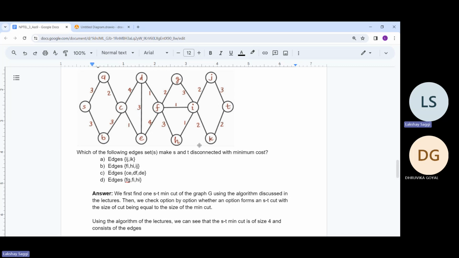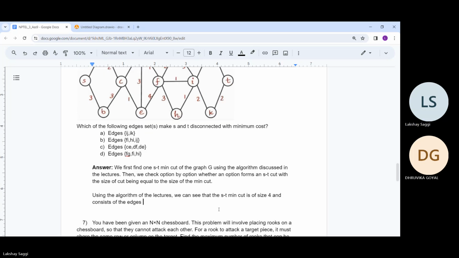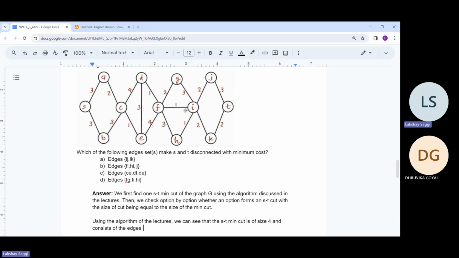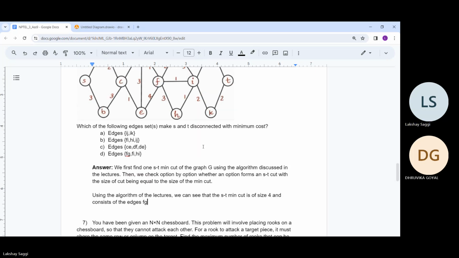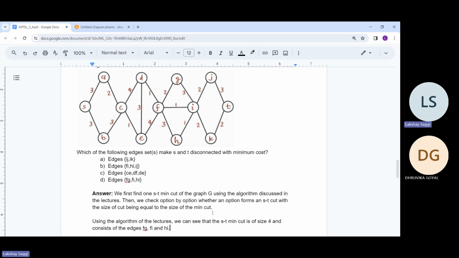So this is a cut of size 4, and this is the minimum SG cut in the graph, and the edges of this cut are FG, FI, and HI. Actually, this is the min cut, and this can be obtained via the Ford-Fulkerson algorithm. So option D is one SG min cut.